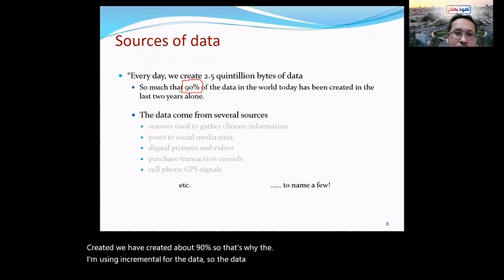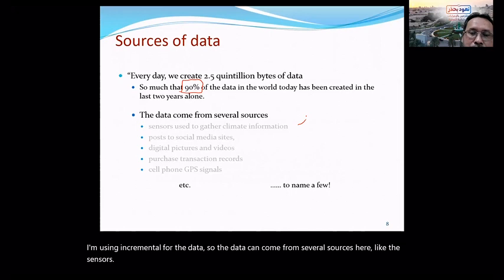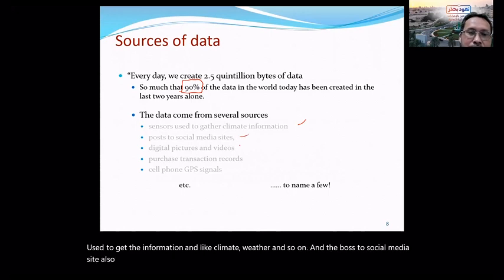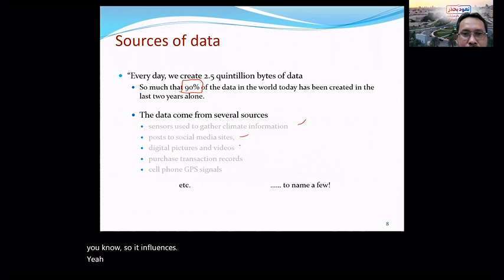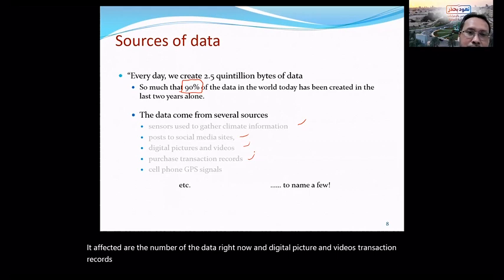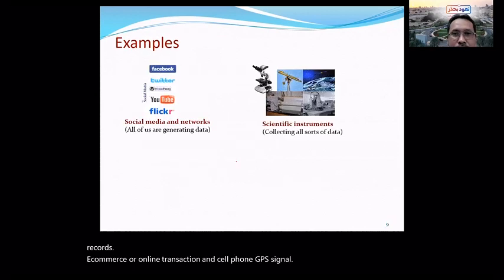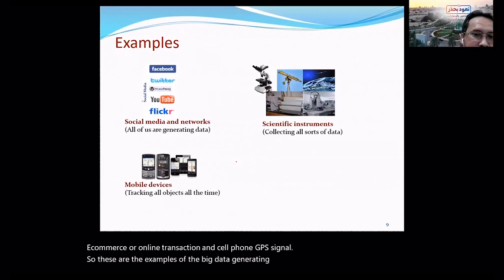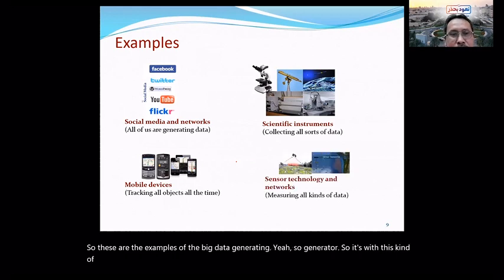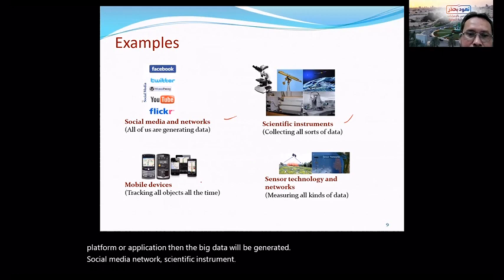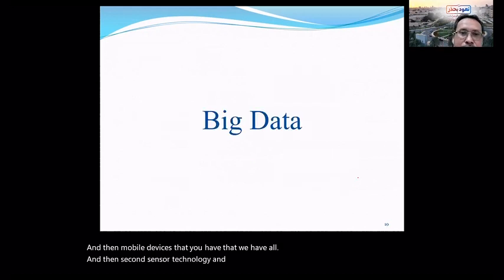The data comes from several sources, like sensors used to get information such as climate and weather, posts to social media sites, digital pictures and videos, transaction records for e-commerce or online transactions, and cell phone GPS signals. These are examples of big data generation. With this kind of platform or application, big data will be generated: social media and networks, scientific instruments, mobile devices, and sensor technology and networks.